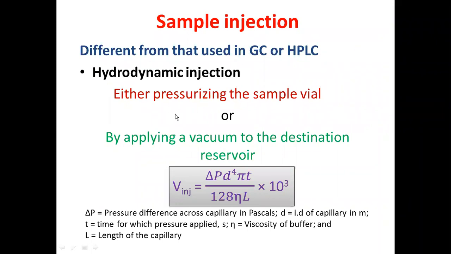Here, either by pressurizing the sample vial, which is connected with the source reservoir, or by applying a vacuum at the destination reservoir, a sample of known volume Vinj will be introduced, and the volume of the sample introduced can be calculated by using this particular expression. Here, delta P is the difference in pressure across the capillary tube. D is the diameter of the capillary, the internal diameter. T is the time for which pressure is applied. Eta is the viscosity of the buffer, and L is the length of the capillary.